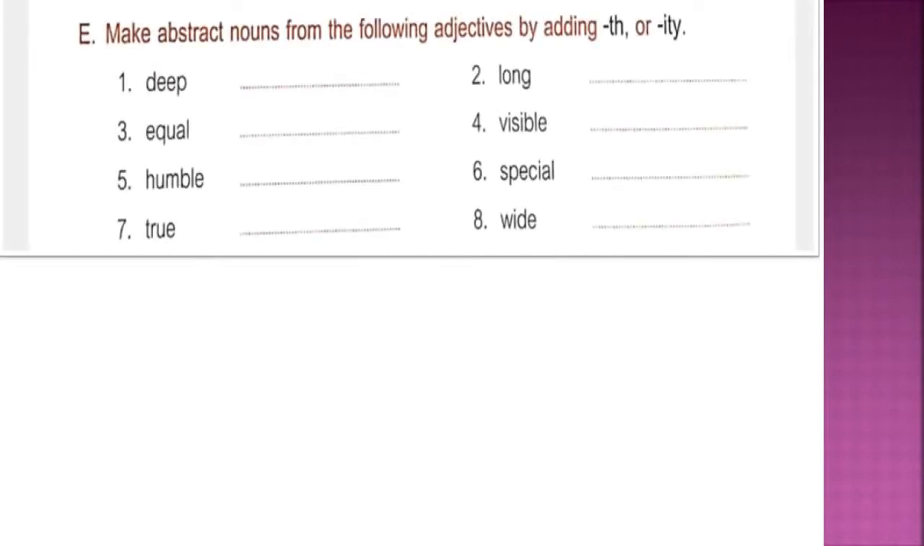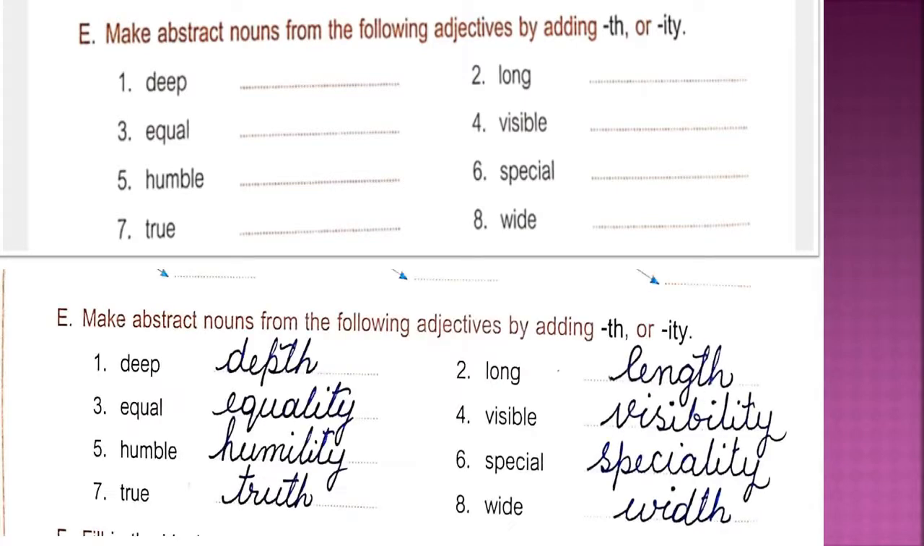Now let's move on to the next exercise, that is E main. Make abstract nouns from the following adjectives by adding th or ity. As we have already discussed, some words change totally when they are used as abstract nouns. Deep. When it is used as abstract noun, it becomes depth. Long, length. Equal, equality. Visible, visibility. Humble, humility. Special, speciality. True, truth. Wide, width. Copy the answer, children.